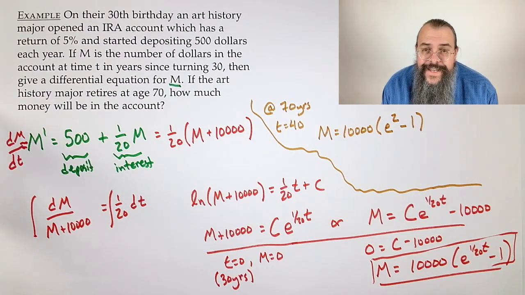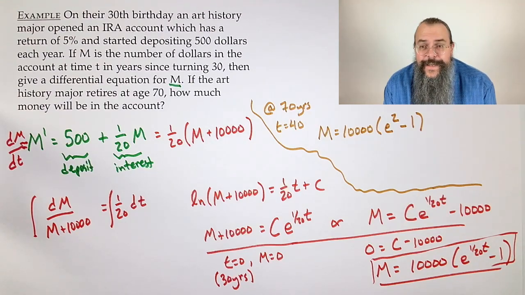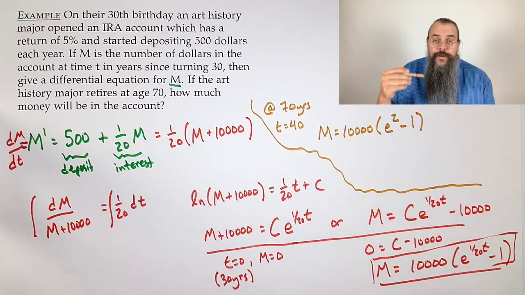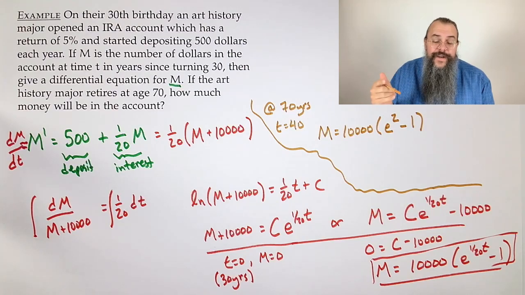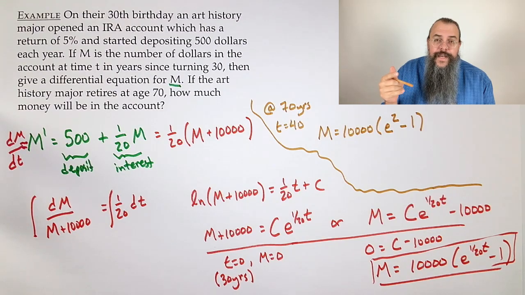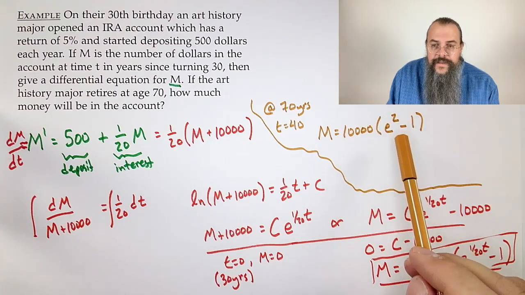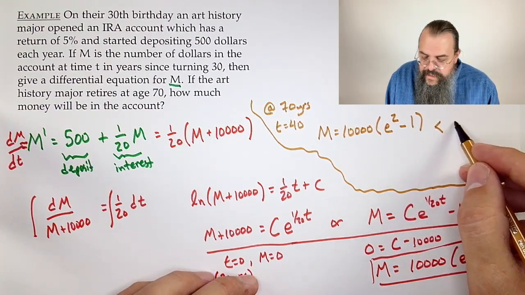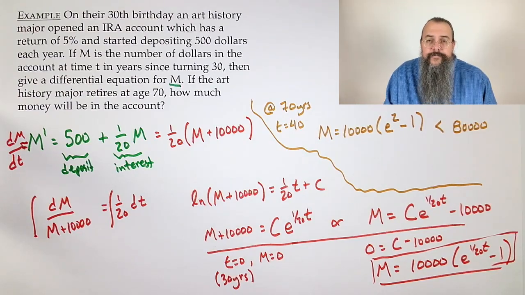Now, how much is that? I don't know off the top of my head. But we can do some really, really terrible computations, right? e is 2.71 something, and so e squared is less than 3 squared, so this is less than 9. So 9 minus 1 is 8. So this is definitely less than $80,000, and probably somewhere, I would say, in the $70,000 range.